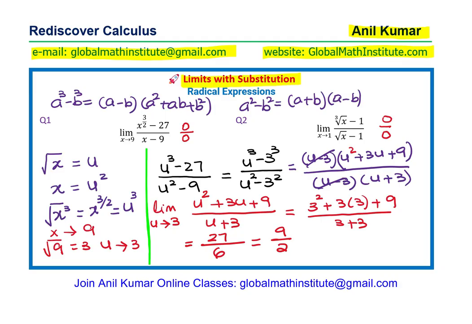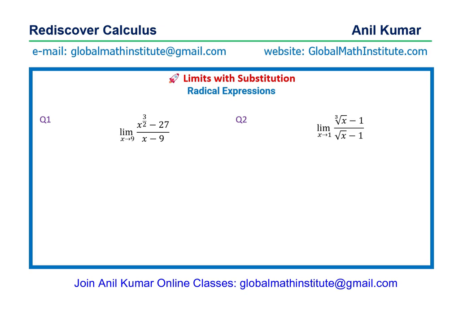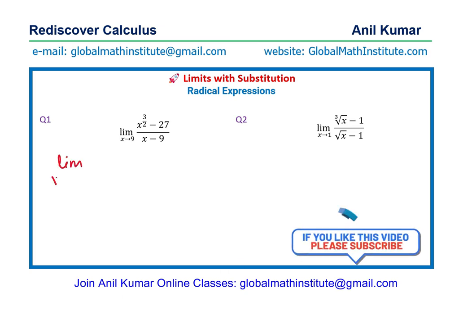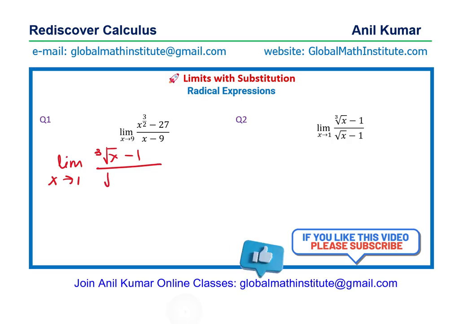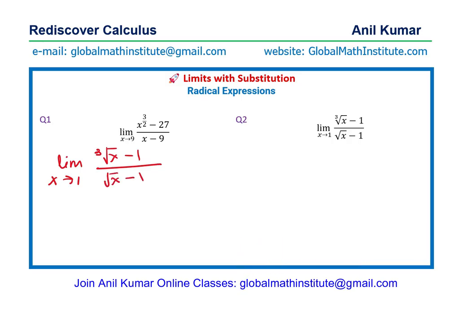Perfect. Now we'll apply a similar strategy to do question number 2. There you go. So question number 2, we are given limit x approaches 1 for cube root of x minus 1 over square root of x minus 1. Correct. Now, can you tell me what will be the substitution here?